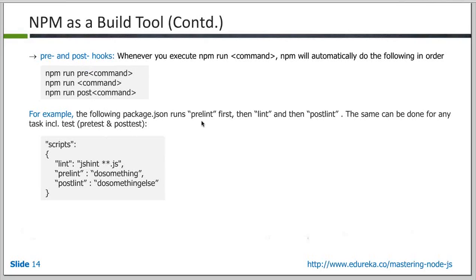So the following package.json runs pre-lint first, and then lint, and then post-lint. This is how the 3 steps go. This can be done for any task: test, pre-test, and post-test, and so on. The condition is that you can look at the words lint, pre and post. That's the only catch here.